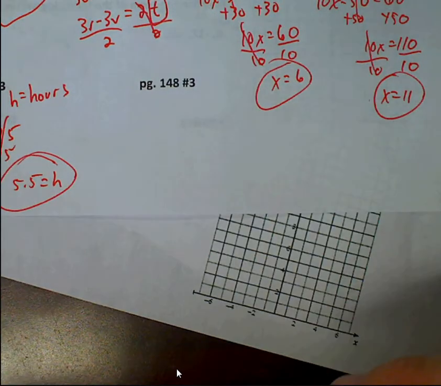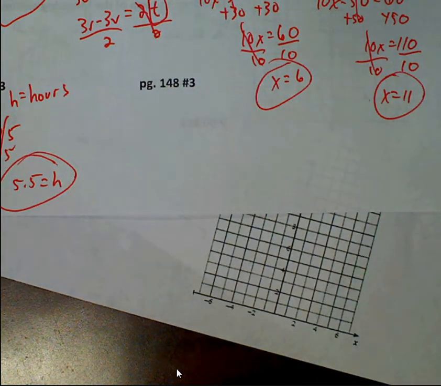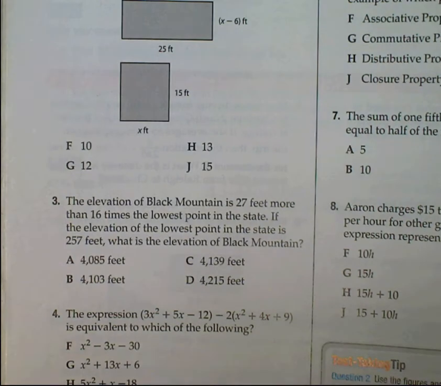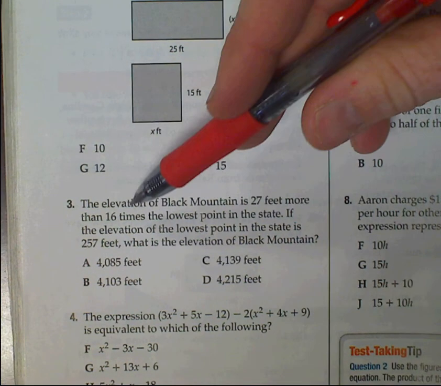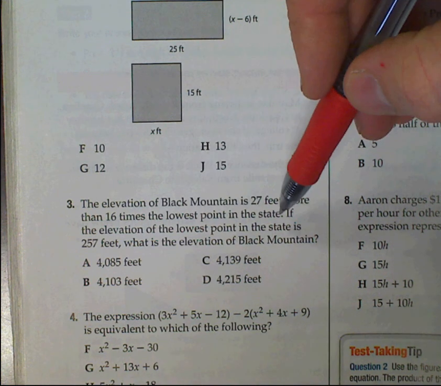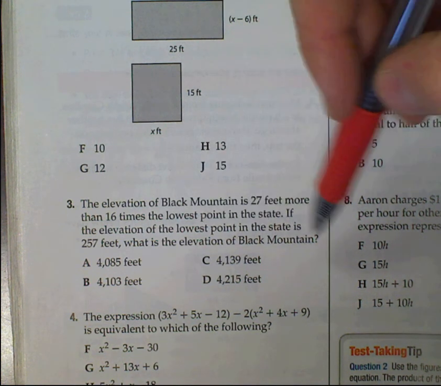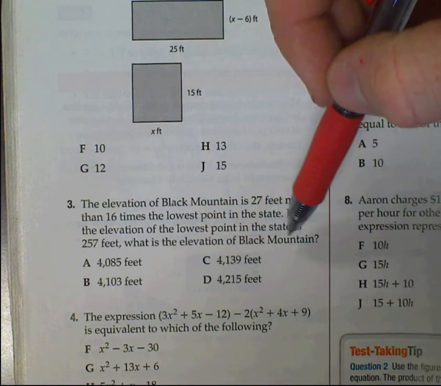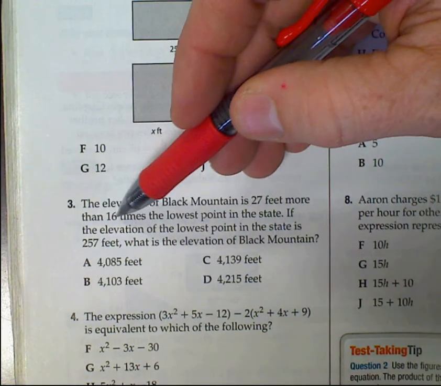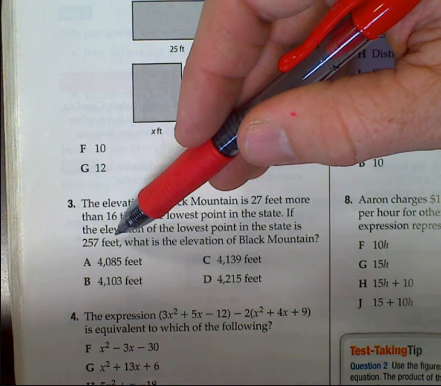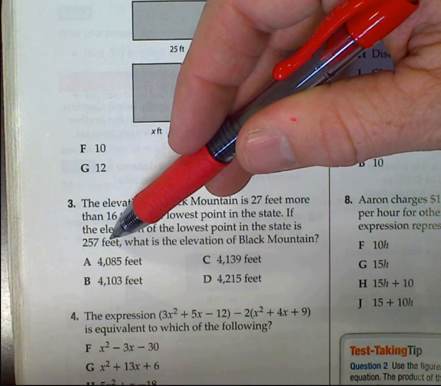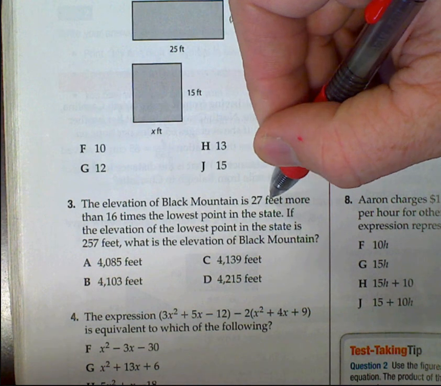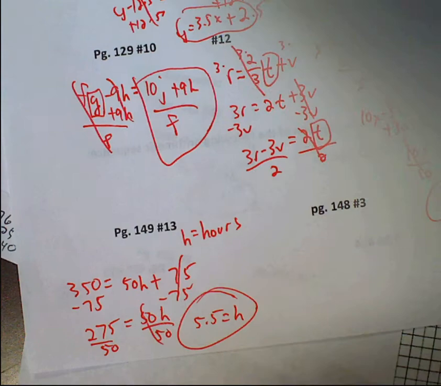Page 148, number 3. Okay. The elevation of Black Mountain is 27 feet more than 16 times the lowest point in the state. If the elevation of the lowest point in the state is 257 feet, what's the elevation of Black Mountain? Well, 16 times the lowest point, I actually know what the lowest point is, which is 257, so 16 has to be attached with 257, and it says 27 feet more, so I need to add 27 feet.